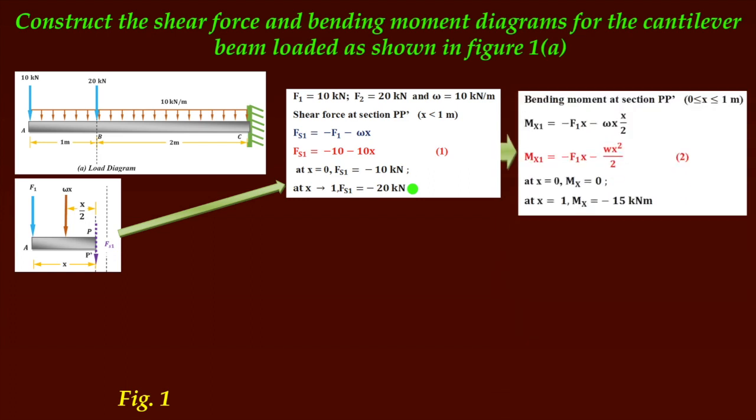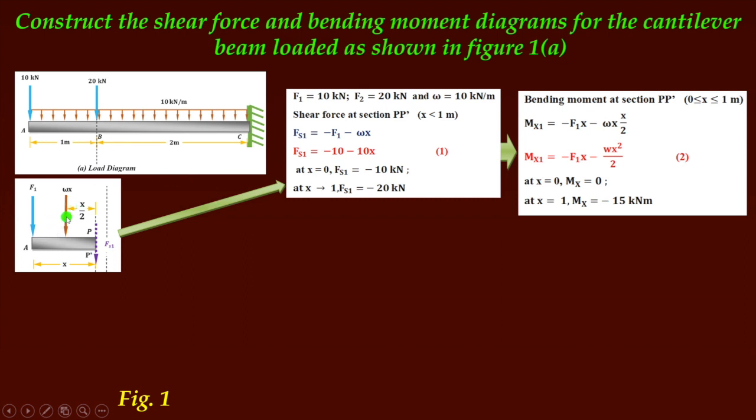Then, in this section, let's try to determine the bending moment. Again, bending moment is the summation of moment of all the forces working on this segment. All the forces means how many forces are there? Two forces, F1 and omega x. Definitely Fs1 force is there, but from this end PP dash, the distance of Fs1 is 0, so there is no effect of this force. Now F1 into distance from PP dash, it is x, so F1x.